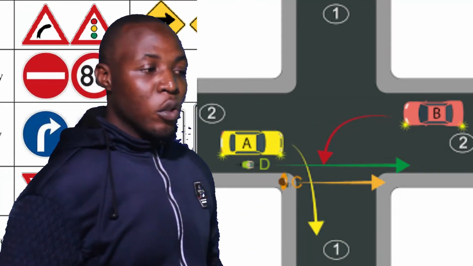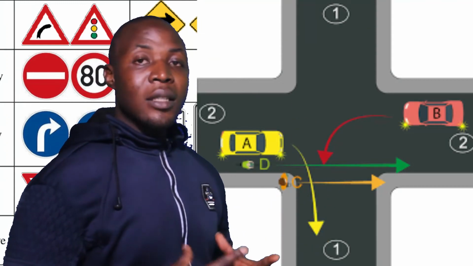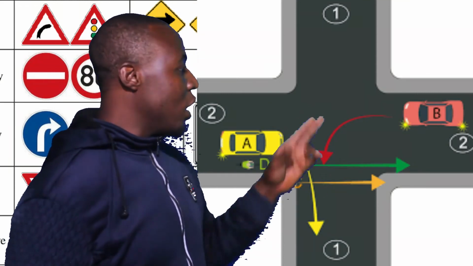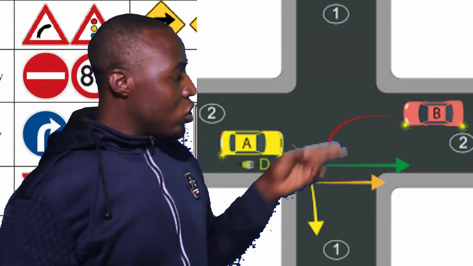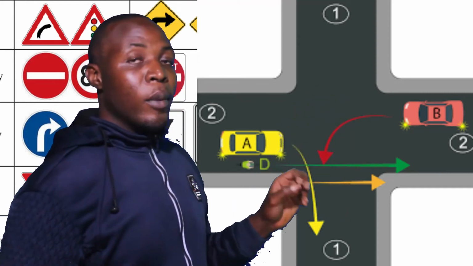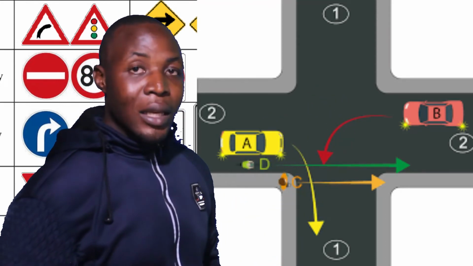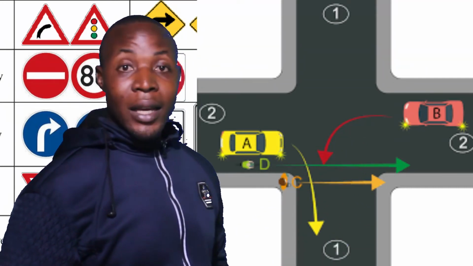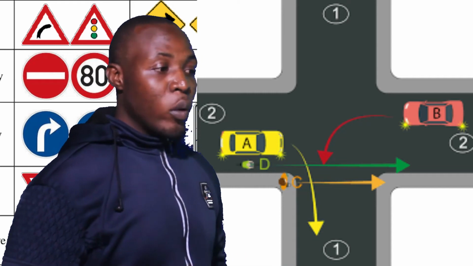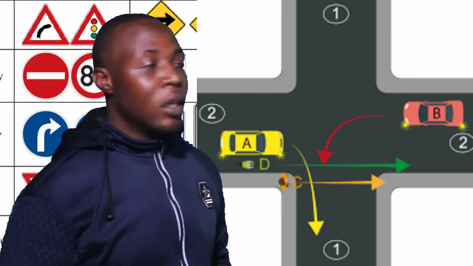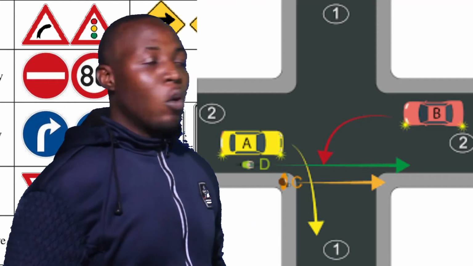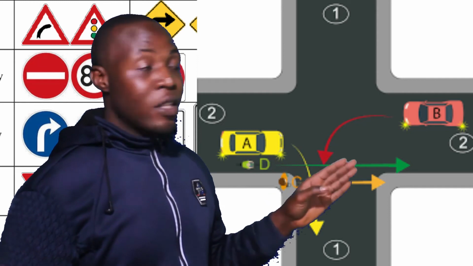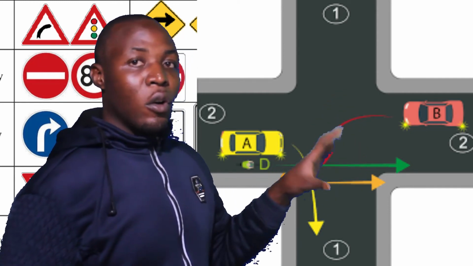In this situation, the yellow vehicle has the right of way to go first before the red vehicle, because the yellow is just turning, but the red vehicle has to pass through the center of the road. Maybe another vehicle can still be coming on the other side, so the red vehicle has to wait. So the yellow vehicle has to go first before the red vehicle passes. So that is the order of passage in this situation of intersection.